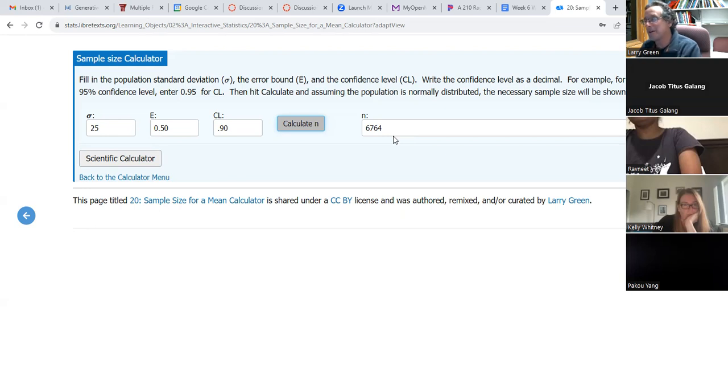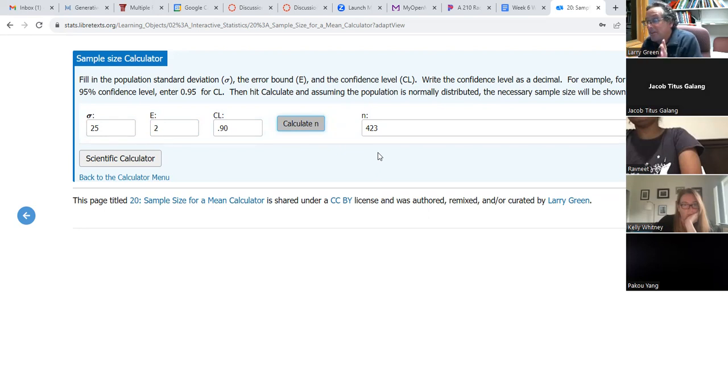Remember, you're the one that wants to be a nurse. So you're interested in this. But you don't want to survey that many people. Yeah, you can increase the margin of error. You could say, well, maybe I'm okay with it being off by $2 an hour. Okay. So if we went to 2 instead of 50 cents, now it's a lot easier. Do you see that? Now it's only 423.